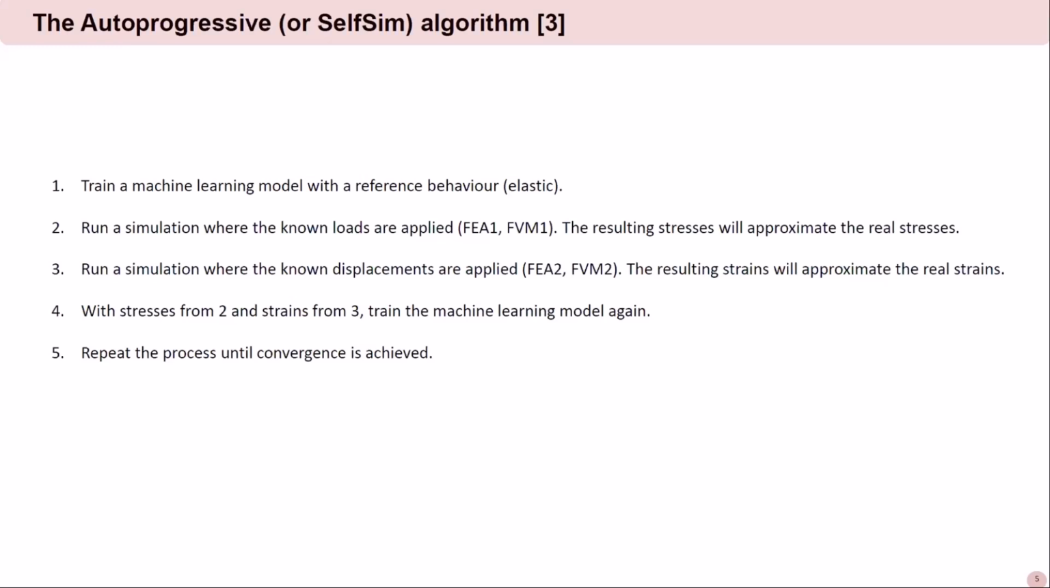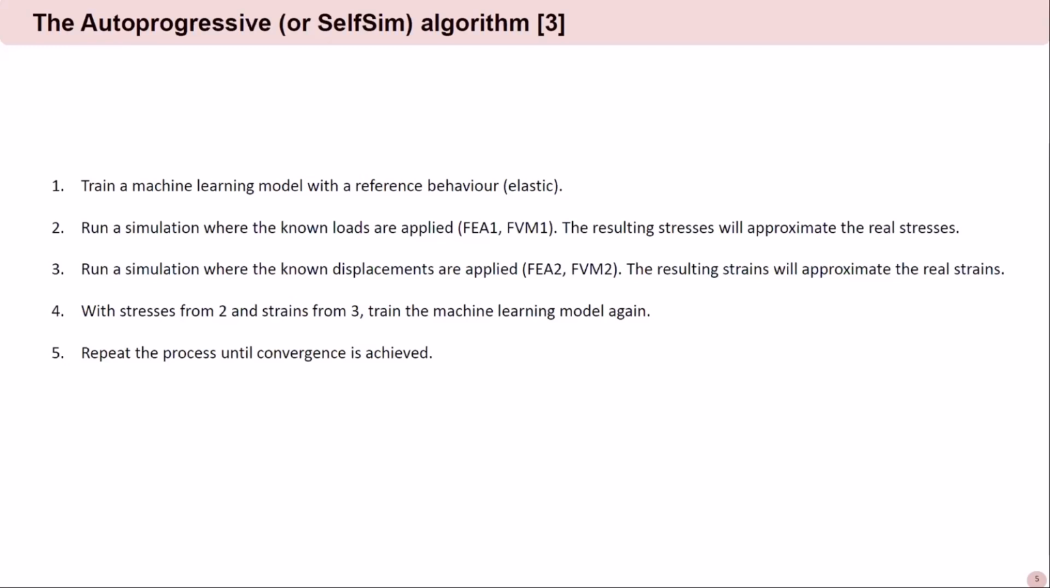The idea of this algorithm is that, given that we are using an approximate machine learning model and we're using the known loads, the final stresses from that simulation will be similar to the real ones, because they are going to come from the solution of the equilibrium. Then we perform a second simulation, which is basically the same, but instead of using the known loads, we apply the known displacements. Given that you're applying the known displacements, the final strains are going to fulfill compatibility, and for that reason they are going to be similar to the real ones.